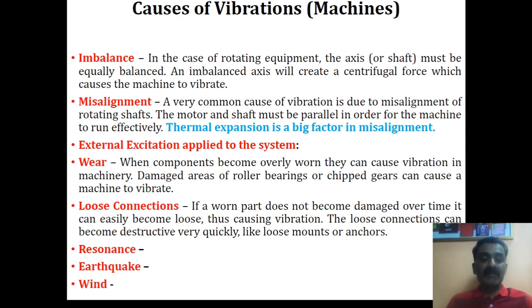External forces which are applied on the system are also examples of the causes of vibrations. Wear: when components become worn excessively, some imbalance might be created, and that leads to vibrations. It generally happens in the case of bearings. Loose connections: if two parts are not properly connected, that also leads to vibrations.